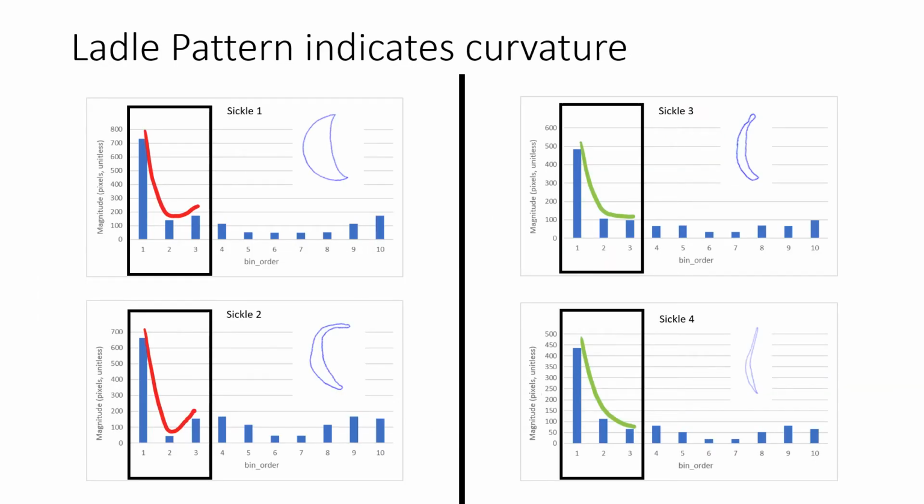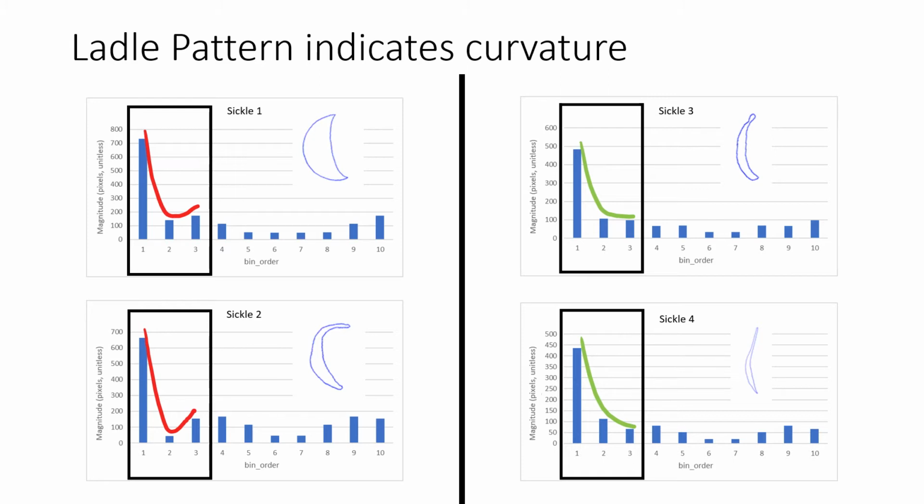The shape formed by the first 3 bins, which are boxed in black, can indicate the curvature of sickle cells. In sickle cells 1 and 2, shown on the left, the first bin is high, the second bin is low, and the third bin is in between the heights of the first and second bins. This pattern, outlined in red, forms a shape similar to a ladle.